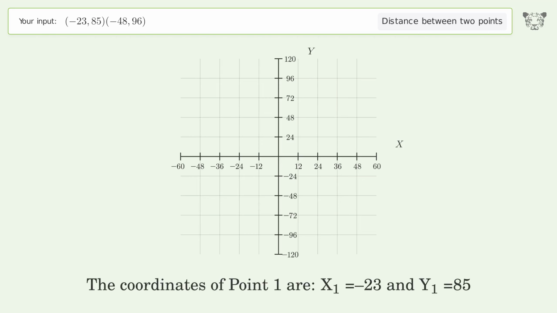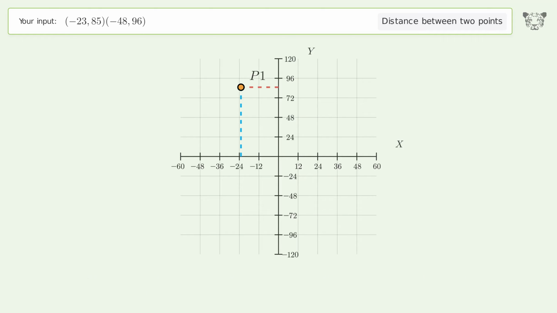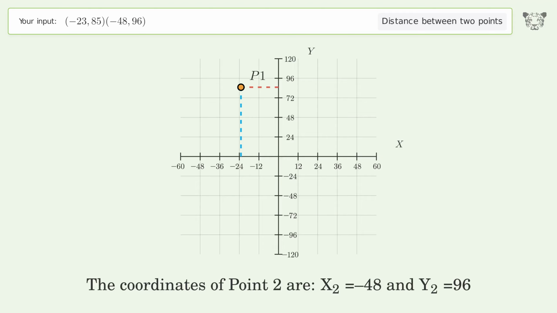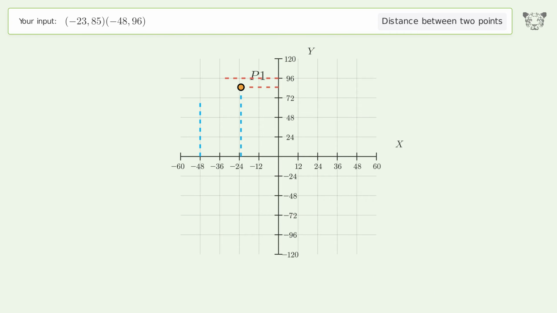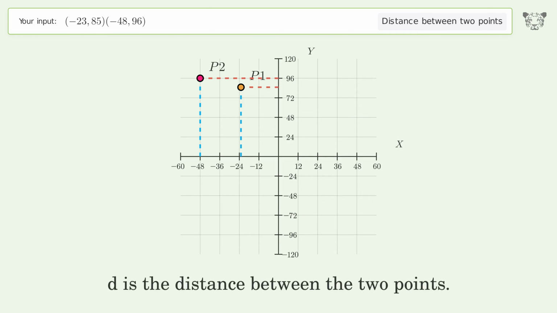The coordinates of point 1 are x1 equals -23 and y1 equals 85. The coordinates of point 2 are x2 equals -48 and y2 equals 96. D is the distance between the 2 points.